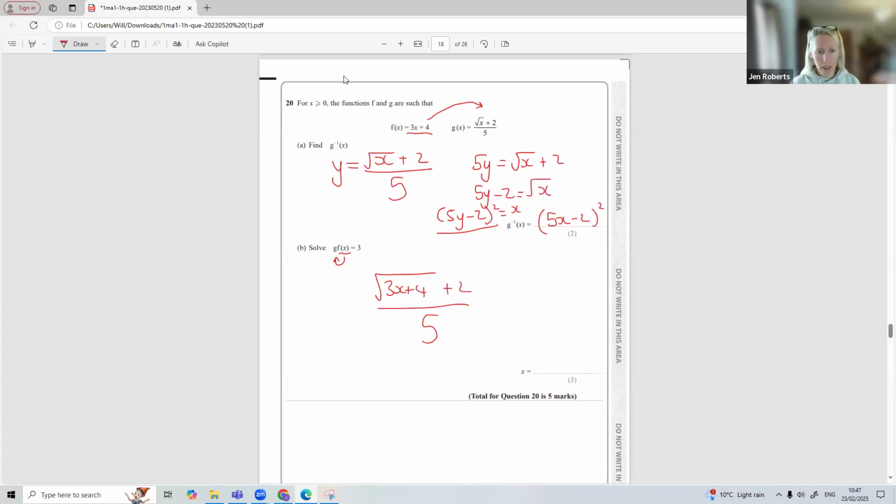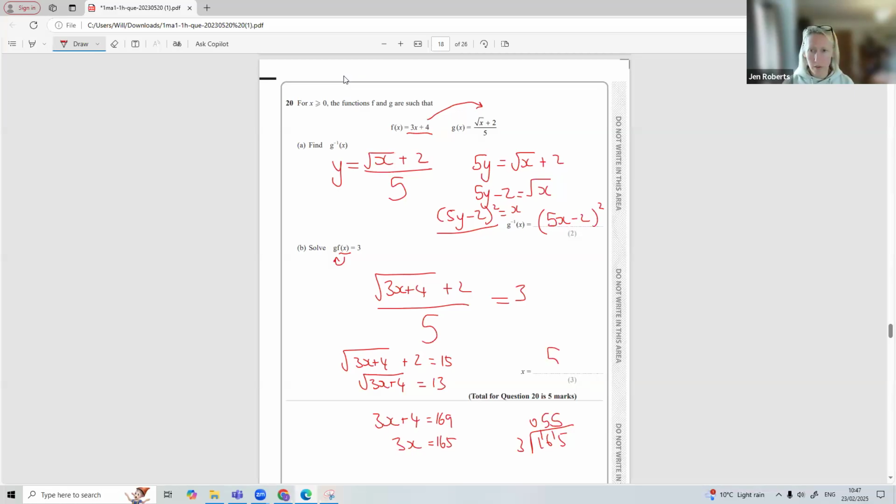And we know that answer would be equal to 3. Now I need to make x the subject. So let's times both sides by 5. Subtract 2 from both sides. Square both sides. 13 squared is 169. Take 4 from both sides. Divide both sides by 3. X is 55.